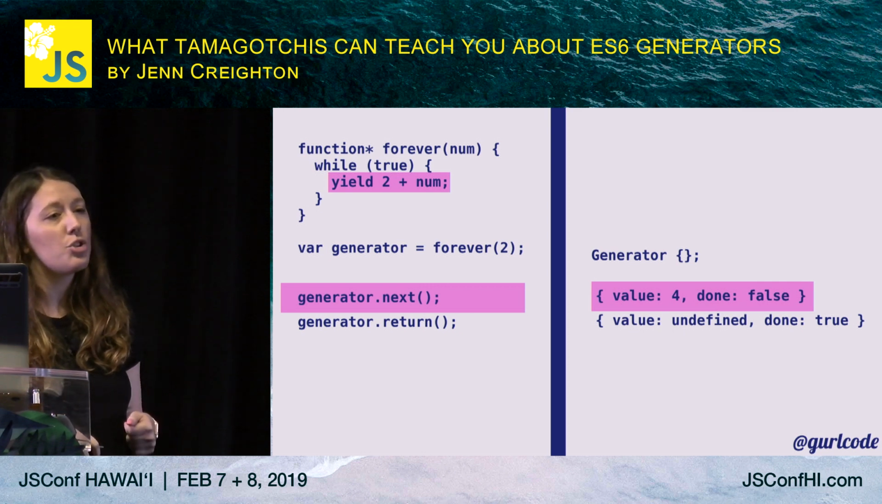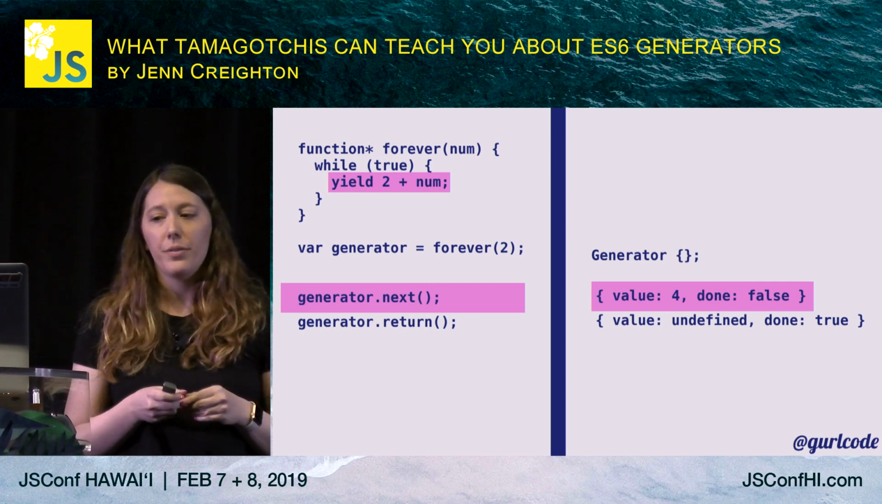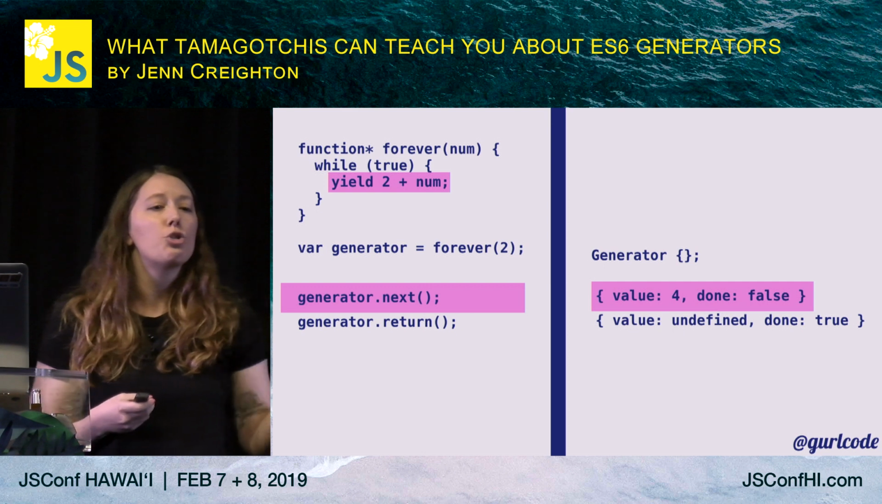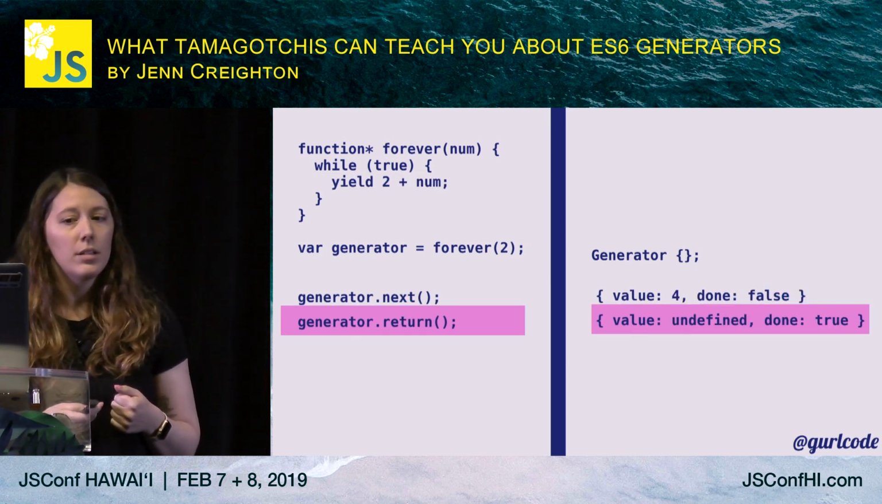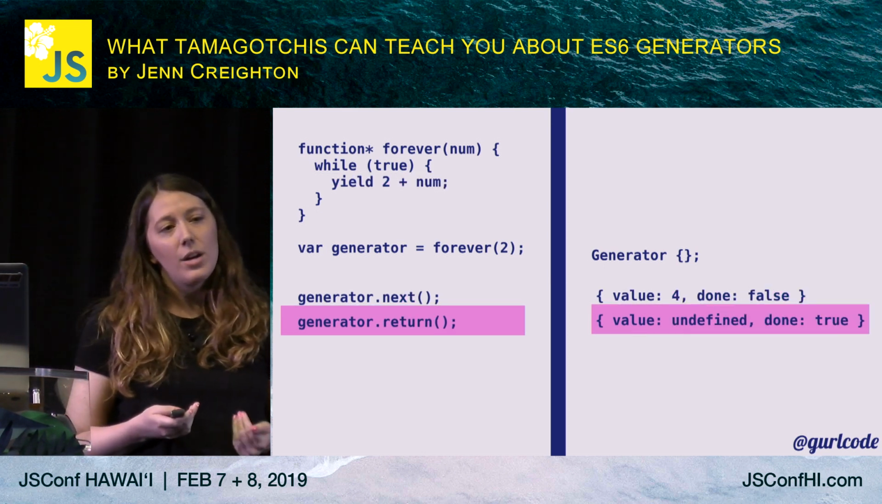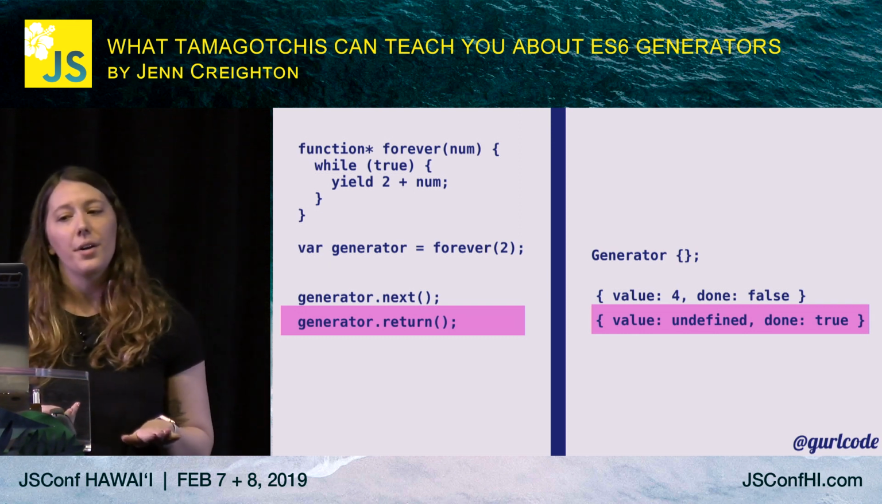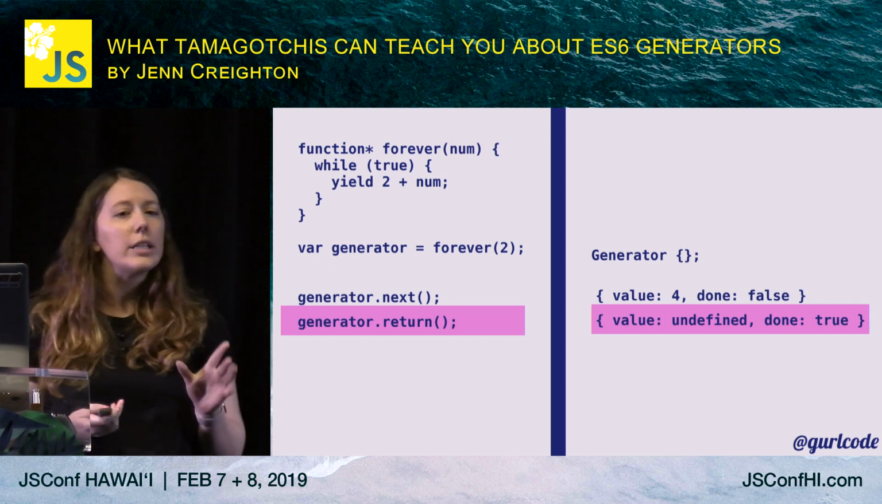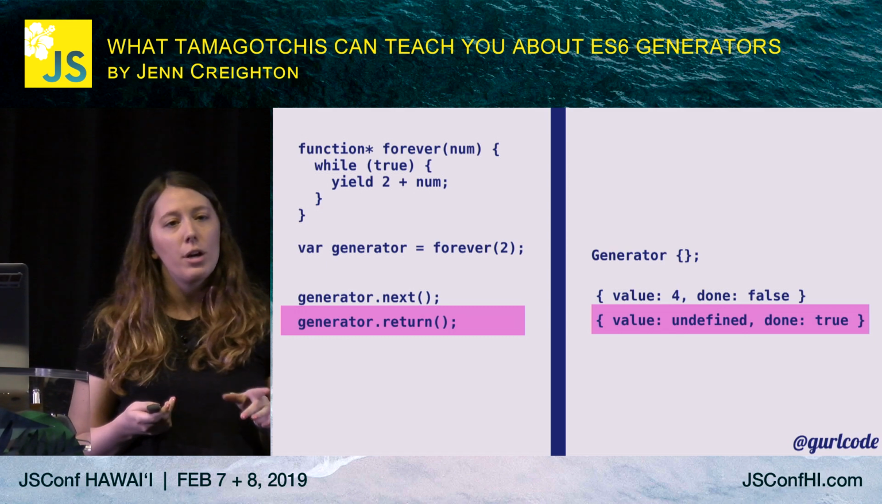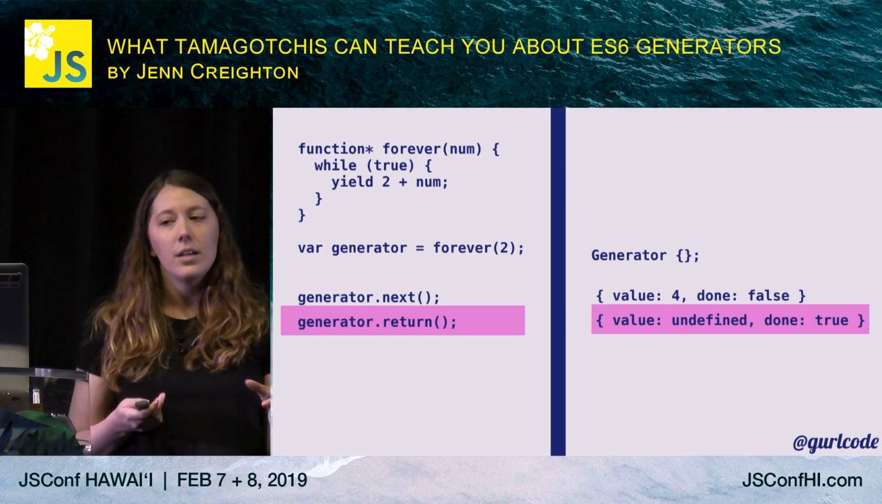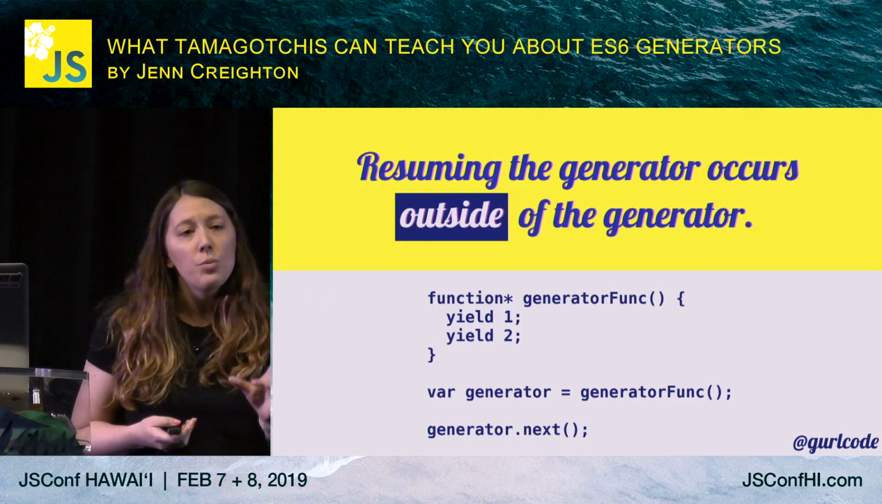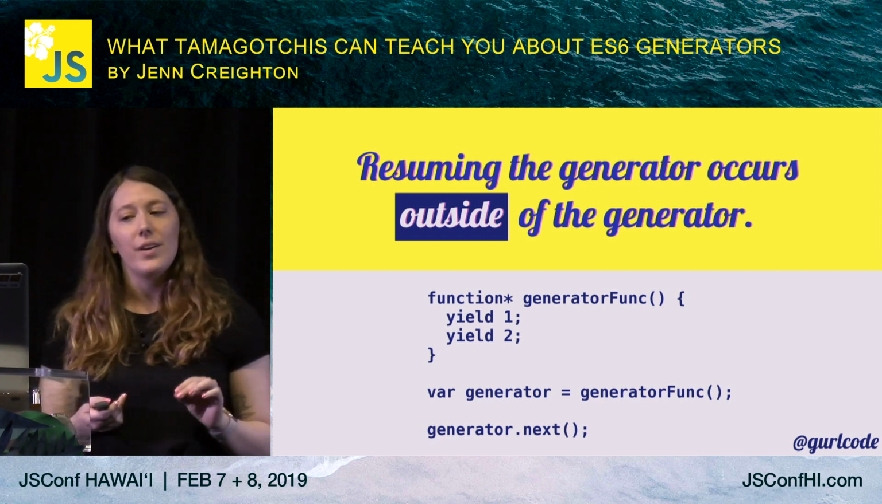And you can also cancel a generator from outside of itself. So here again, the generator should be infinite. But when I call the return method on it, it cancels the generator. And this is really interesting, that you can cancel a generator from within or outside, because you can only resume the generator from outside of it.